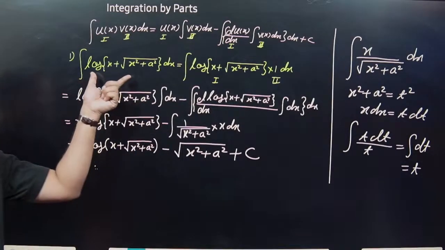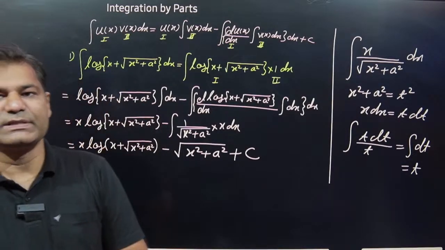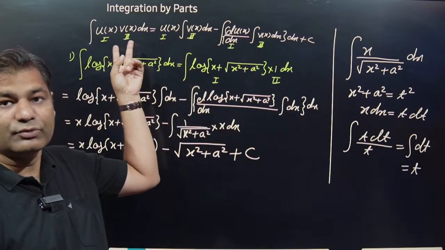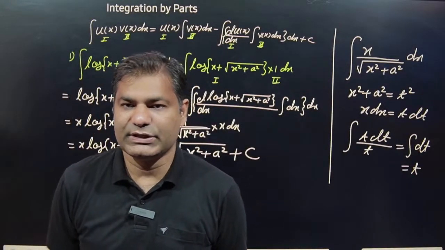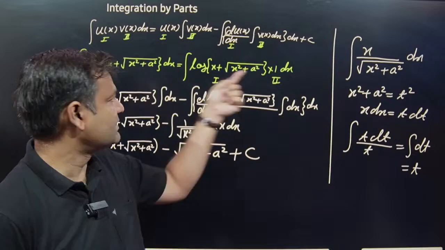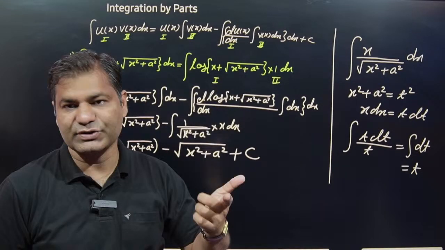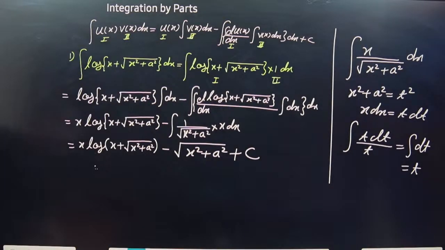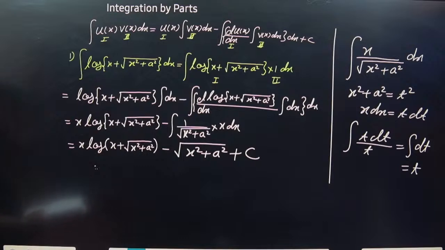Very simple. This one is given: integration of log of x plus under root x square plus a square. How can we solve? This formula is valid only if two functions are available. But if you see here only one function, how can we get the second function? So first into second. 1 is the second function. So after that apply the formula here, 1 by 1. Okay? Clear or not? So now I will focus on the next problem.